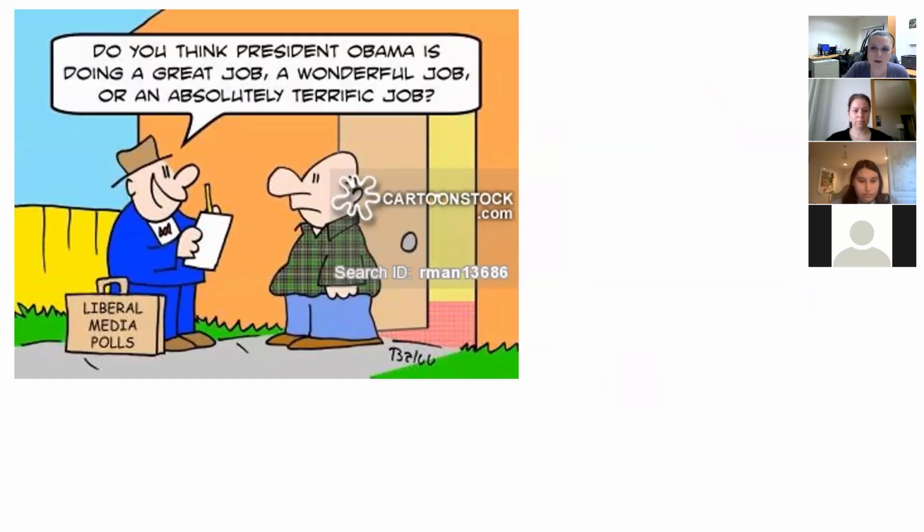And so here are two quick political examples. This first one is from a political cartoon. It's someone from the liberal media polls going to someone and asking, do you think President Obama is doing a great job, a wonderful job, or an absolutely terrific job? So that was probably either posted in a newspaper or online somewhere.